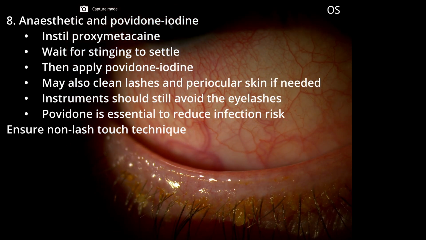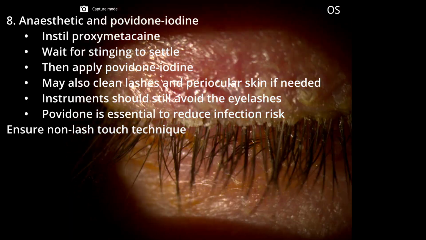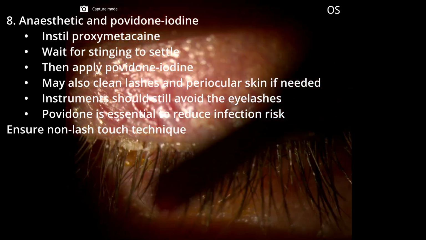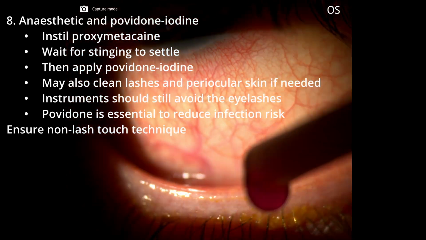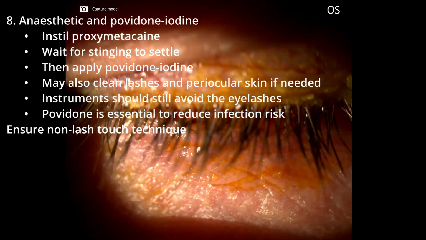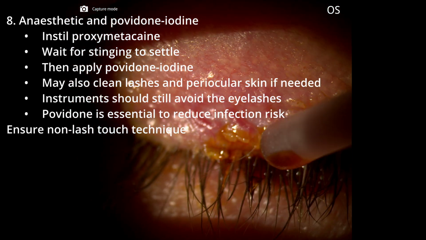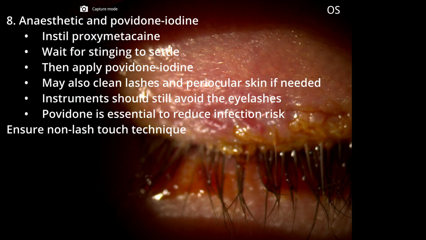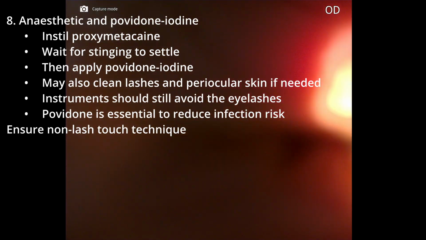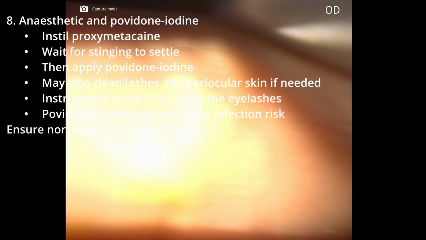Next, instill topical anaesthetic, such as proxymetacaine, and allow the initial stinging to settle. Once the stinging has settled, this suggests the corneal surface is adequately anesthetized and povidone iodine can then be applied. In some cases, particularly where there is crusting of the lashes or lid margin, povidone can also be applied to clean the lashes and periocular skin, although the aim should still be that instruments do not touch the eyelashes. Povidone iodine is essential because it reduces the risk of dragging surface bacteria into the cornea or even into the anterior chamber in a full thickness wound, and this could cause endophthalmitis.